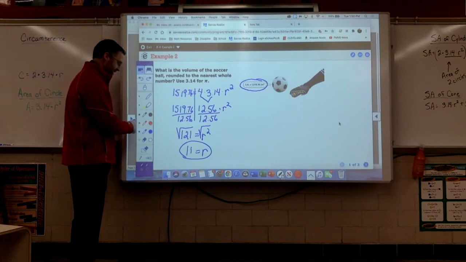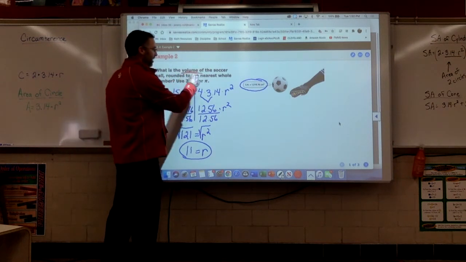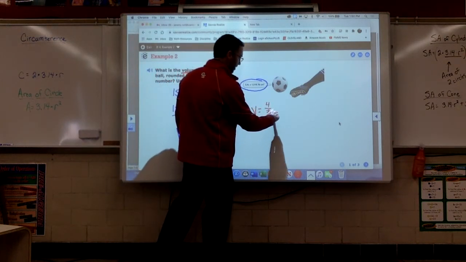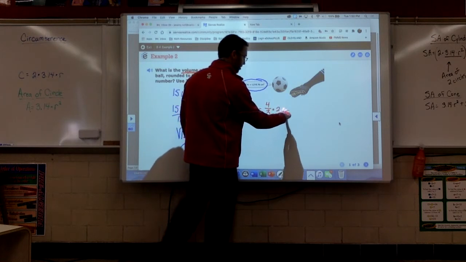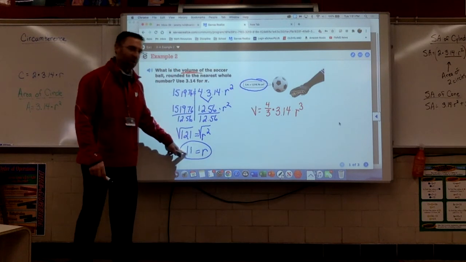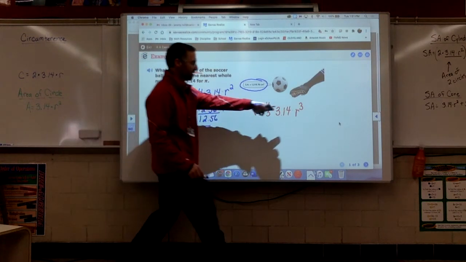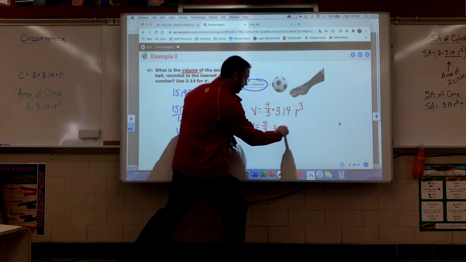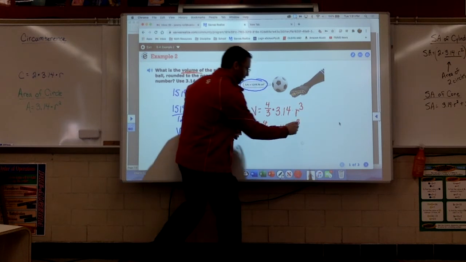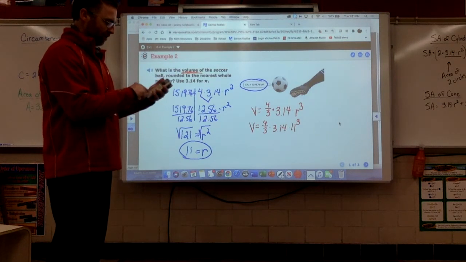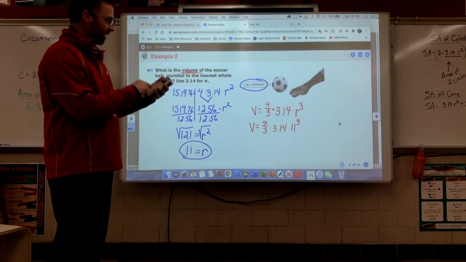11 it is. Now, remember, this question said find the volume. Volume of a sphere, 4/3 times pi, it says use 3.14, times the radius to the third power. Remember, our radius is 11. Now I'm going to take that 11, substitute it in there for R. 4/3 times 3.14 times 11 to the third power. Now it becomes a simple expression. Type it in, press enter.